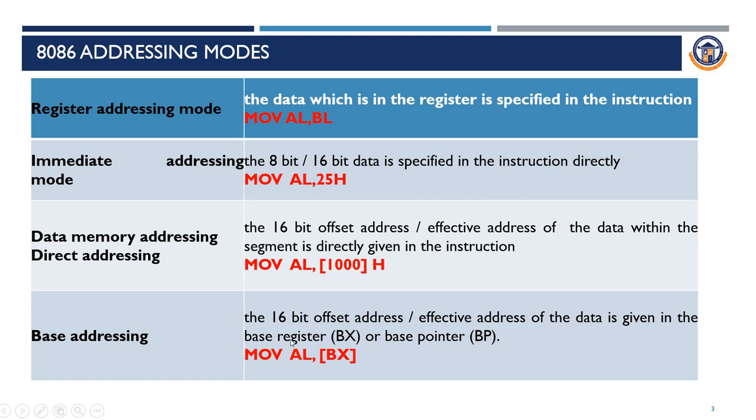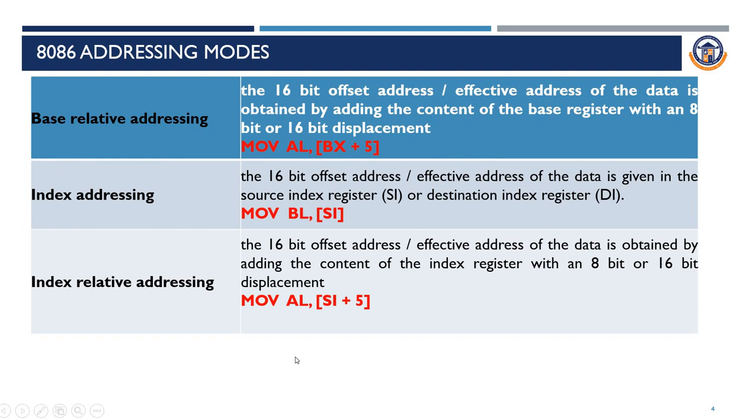Then base addressing. The 16-bit offset address or effective address of the data is given in the base register or a base pointer in which the data is stored. The data will be moved to AL. Base relative addressing. So the data specified in the base register will be added with the 16-bit or 8-bit displacement. Then the data is moved to AL register.